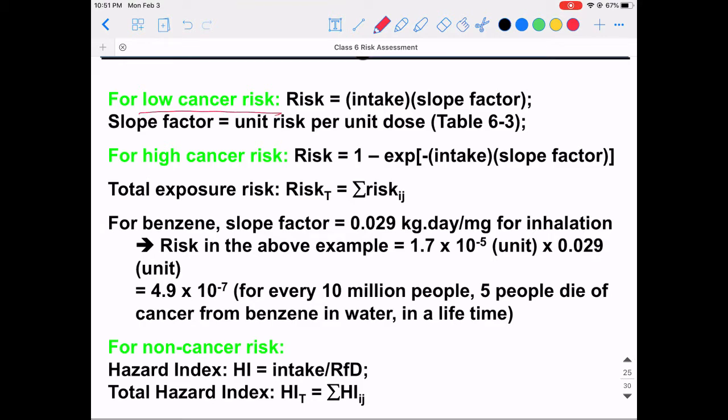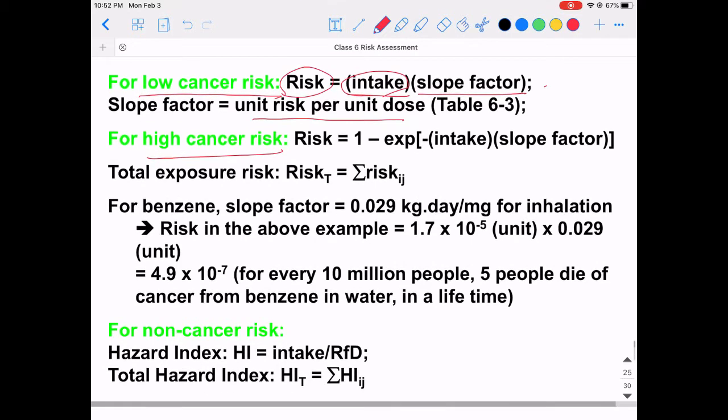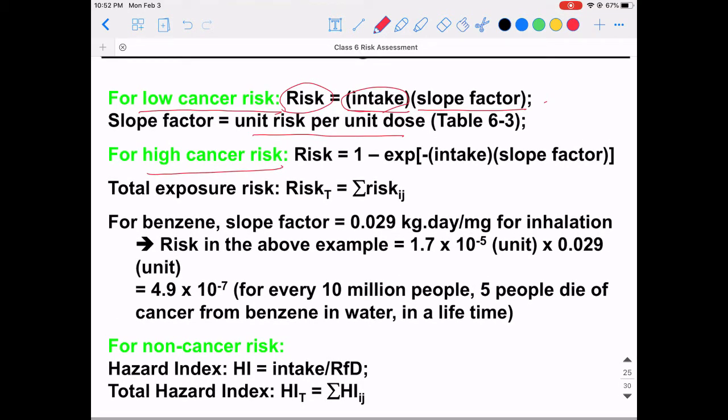So furthermore, there are definitions of the low cancer risk or high cancer risk. So basically, the low cancer risk is calculated by intake multiplied by the slope factor. So slope factor is a unit risk per unit dose. Let's say for benzene, after we calculate the CDI, we can multiply this risk of this benzene to calculate the total risk. Okay? And for high cancer risk, we can calculate based on this equation. So 1 minus the exponential of the minus intake multiplied by the slope factor.